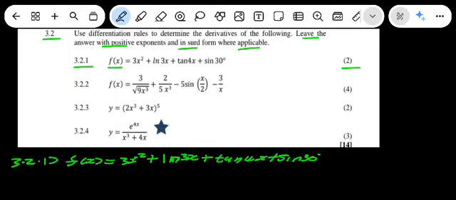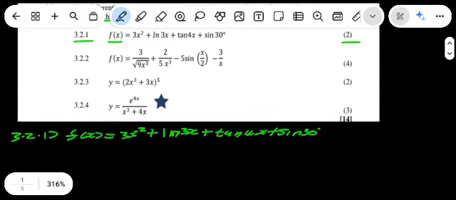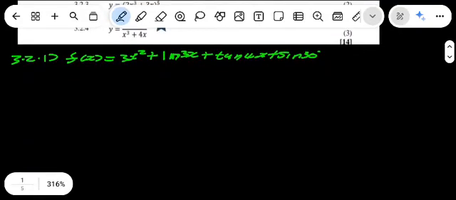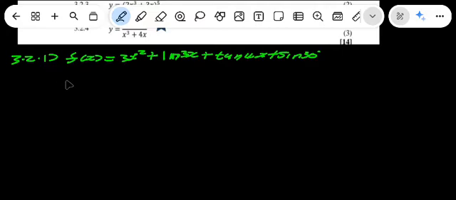We should leave it in what? In surd form, positive exponents, right? So we have to differentiate this. This is in the correct form. We can differentiate this, f prime of x. You multiply the coefficient by the exponent: 3 multiplied by 2 will be 6x. Then you subtract 1 from the exponent, then we're left with simply 1.